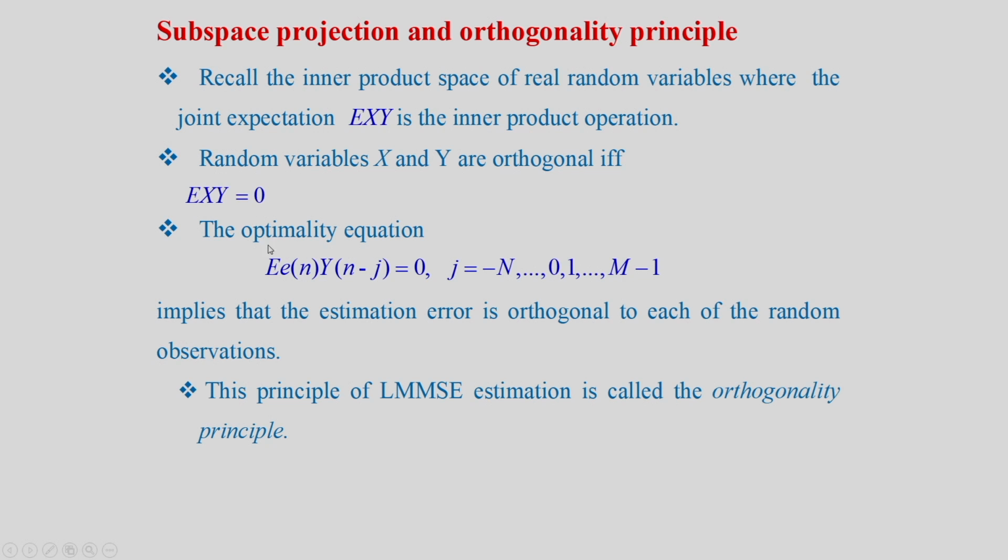This is the definition. Now, the optimality equation E[e[n] y[n-j]] equal to 0 implies that the estimation error is orthogonal to each of the random observations. For example, e[n] is orthogonal to y[n-1], etc. This principle of LMMSE estimation is called the orthogonality principle. That is, the error is orthogonal to each of the observation random variables.